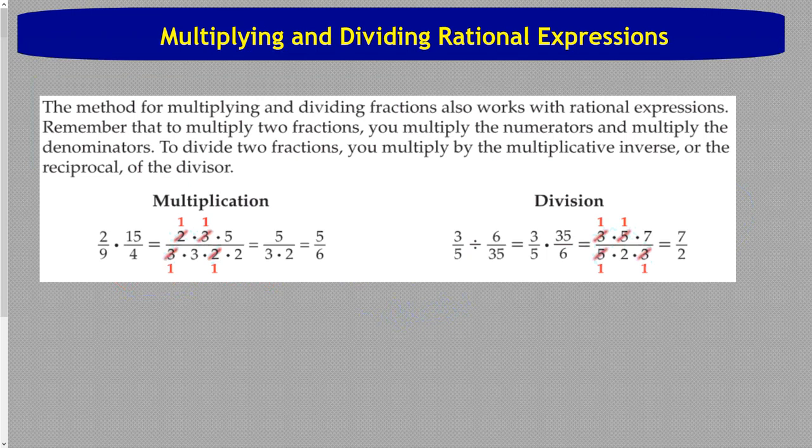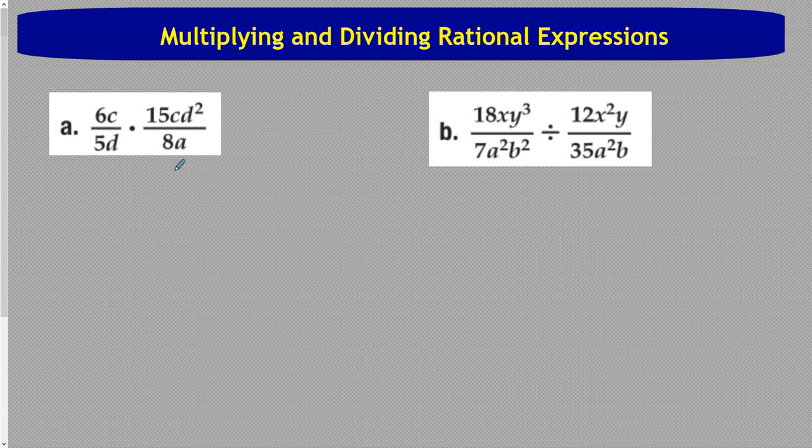So let's just do one. I'm multiplying these two fractions, these two rational expressions. So the first thing I'm going to do, though, is look for common factors. I'm going to see diagonally where my common factors are first. So 6 over 5, c over d, this one's reduced. 15 over 8 is reduced, cd over a. So I can't do anything within each fraction, but I can start working diagonally.